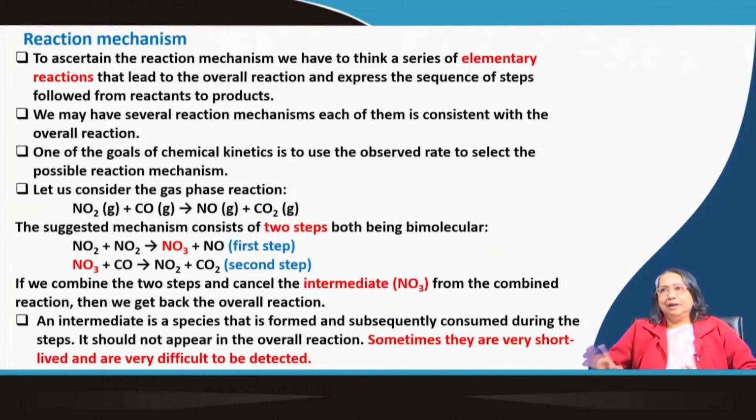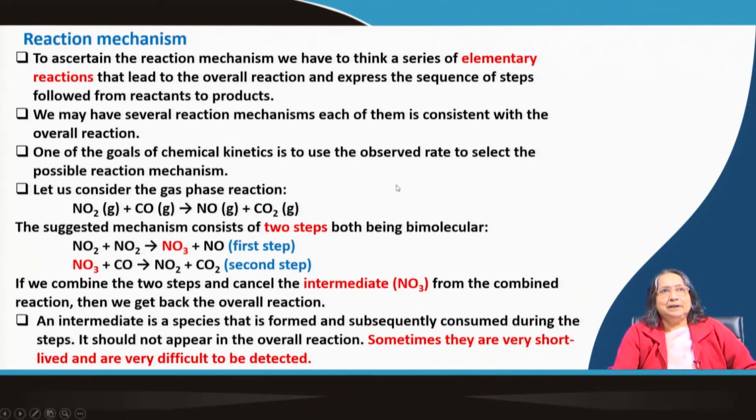Now, we may have several reaction mechanisms, each of them consistent with the overall reaction. So, if you have written several possible mechanisms, which one will be the correct one? One of the goals of chemical kinetics is to use the observed rate. So, you have to match with the rate also. You have several possible mechanisms, but next you have to think about the rate.